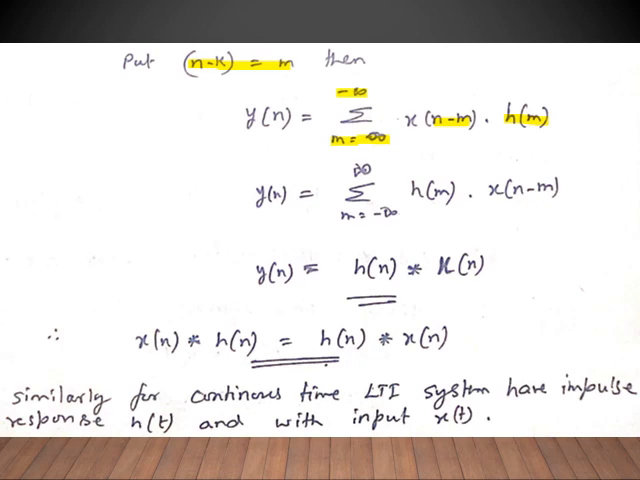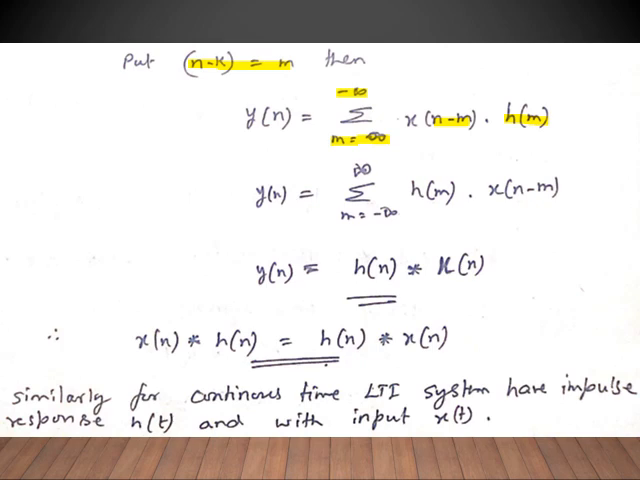But I can rewrite this with m equal to minus infinity to infinity for the summation, which is the same, because whether the limits run from minus infinity to infinity or infinity to minus infinity, the sum covers the same terms and gives the same value. So by that condition, I can rewrite this equation: y of n is equal to summation m equal to minus infinity to infinity h of m into x of n minus m.